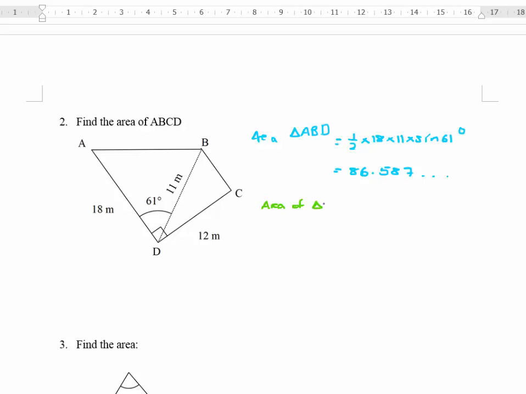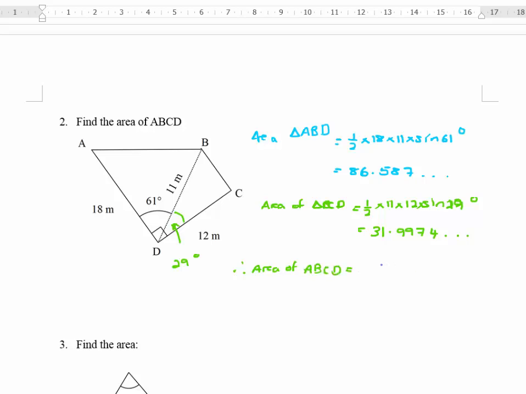So now I'm going to look at finding the area of triangle BCD. Now, the problem is I don't know what this angle is in here. I've got two sides and this would be my included angle. But I'm told that this is 90. So if I did 90 take away 61, I'd get this angle in here and that's 29 degrees. So now I've got a half times 11 times 12 and I know that the sine is 29 degrees. So let's pop that in. We work that one out on our calculators. We get 31.9974 and some numbers.